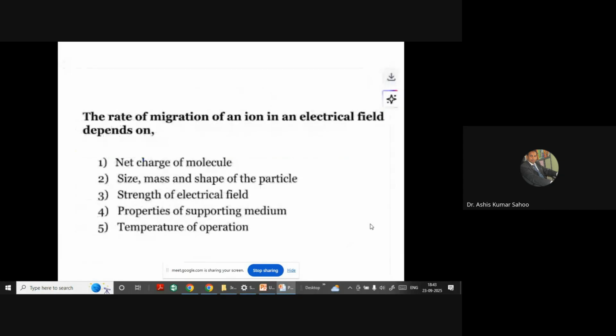The rate of migration of an ion in the electric field depends upon the net charge of the molecule, size, mass, and shape of the particles, strength of the electric field, properties of the supporting medium, and temperature. So these are the different factors that affect the rate of migration. A cation will move towards the cathode, and an anion will move to the anode.